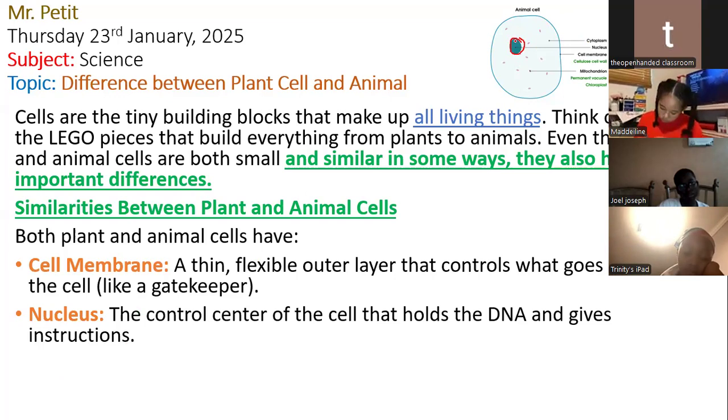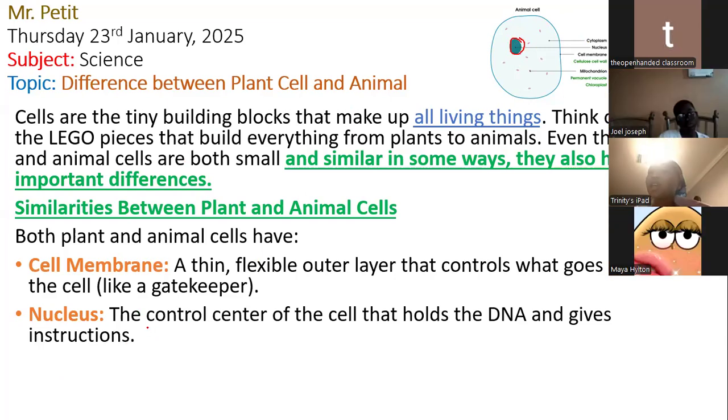Now, what is the function of the nucleus? The nucleus holds all the DNA. Yes, it holds DNA and it controls all activities of the cell. It's like the brain of the cell.